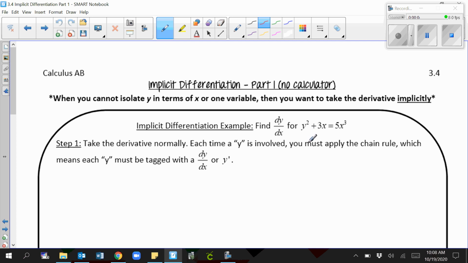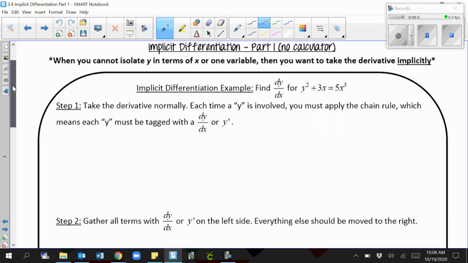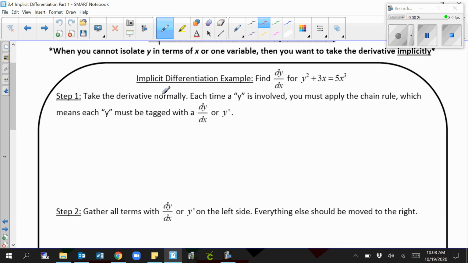Hey guys, today we are looking at section 3.4, which is implicit differentiation, part 1. Sometimes you're going to have equations where you cannot get y by itself, so you cannot isolate y in terms of x or one variable, so then you're going to take the derivative implicitly. So what that means is step 1, take the derivative normally, but each time a y is involved, you have to apply the chain rule, which means each y must be tagged with a dy dx or y prime.